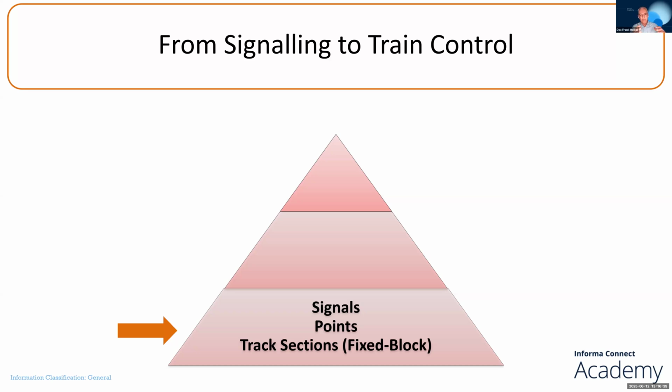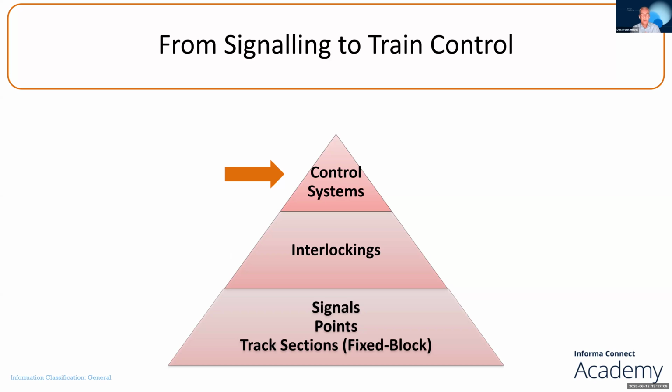So one level up, you have a component that controls all these field elements. And this is called an interlocking. So the interlocking, if you will, is the central safety controller for the entire signaling system. But then you need the third level where you actually operate and control the interlockings. And this third level is a control system.